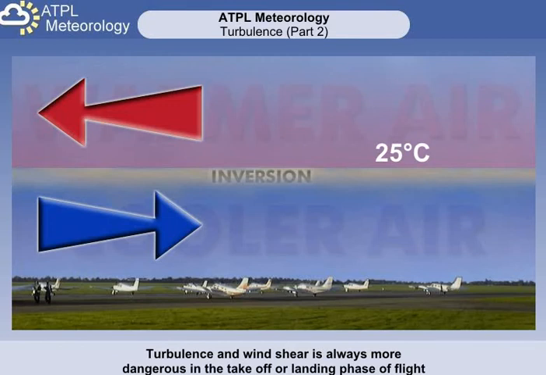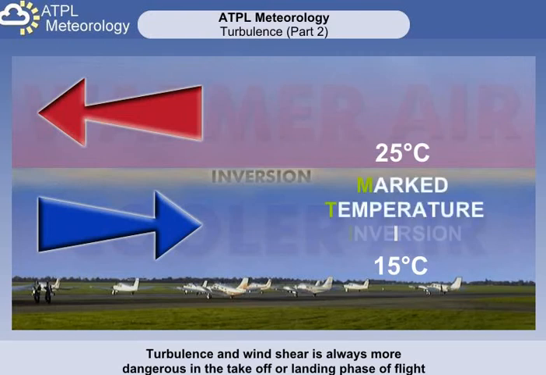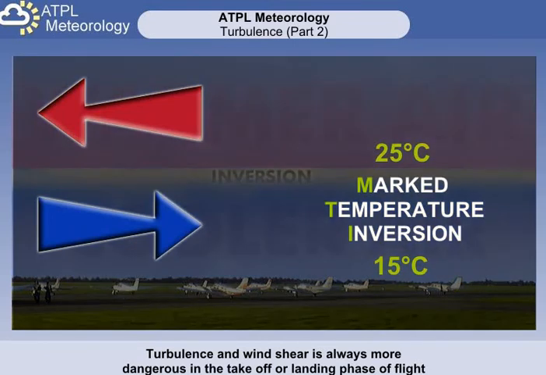If the temperature at 1,000 feet is 10 degrees Celsius higher than at airfield level, then an MTI is issued. MTI stands for Marked Temperature Inversion. If you're told that there is a marked temperature inversion at an airfield, you must expect turbulence or wind shear on the approach or takeoff phase of flight. Strong inversions and MTIs are very common over land at night, within high pressure zones where the ground can cool rapidly.